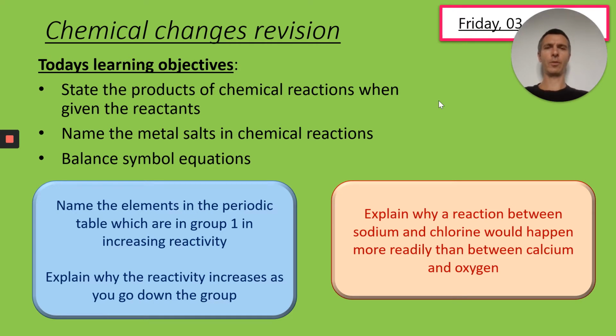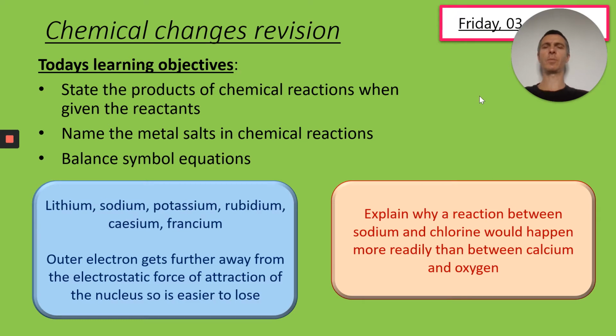Okay, so let's have a go through the answers. The first one is name the elements in the periodic table which are in group 1, and also why they increase in reactivity. So you've got lithium, sodium, potassium, rubidium, caesium, and francium. As you go down the group, the atom gets bigger, so the outer electron gets further away from the nucleus. So the positive nucleus has less attraction on that negative electron as the atom gets bigger. So there's less of what we call electrostatic force of attraction. Therefore, it's easier for that electron to be lost, so it is more reactive.